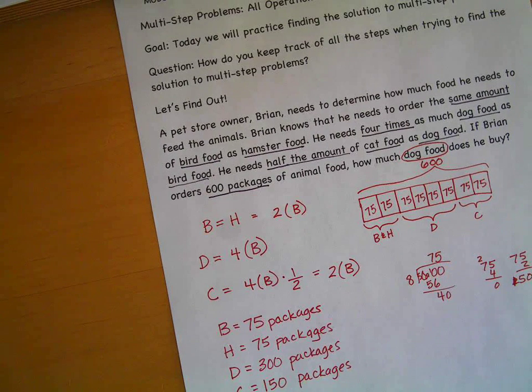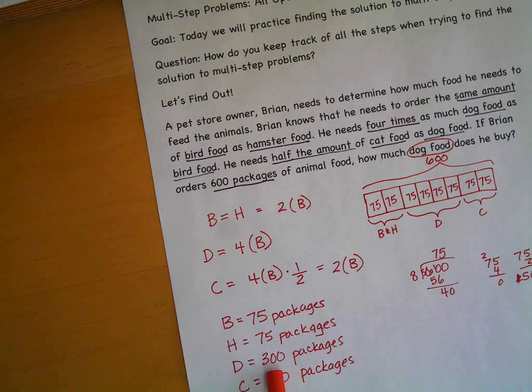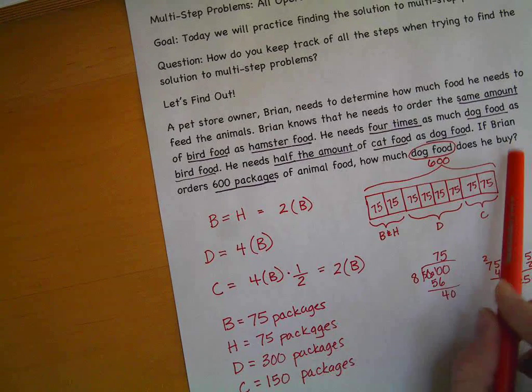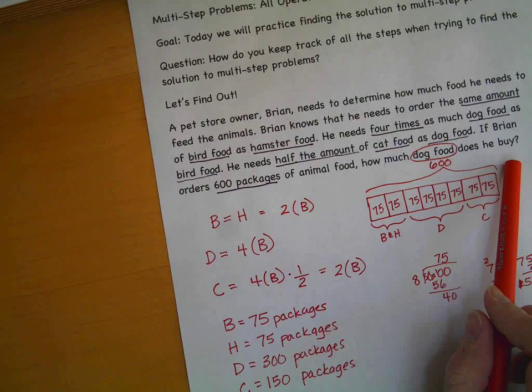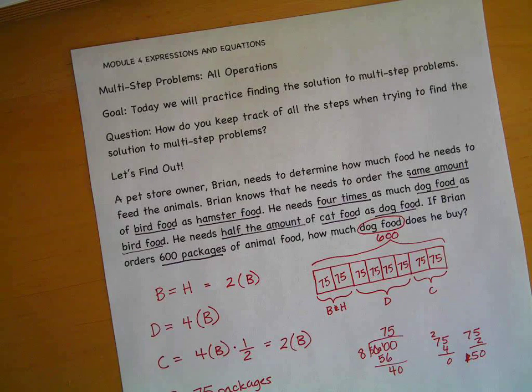Okay, and so we figured out how many packages of dog food we need, which was 300, right? So we answered the question of what they asked us to do. And so basically the best thing that I can say for solving multi-step problems with all operations is just incorporating your tools that you've been learning with tapes and with equations and just truly trying to write it all out so it makes sense in your mind.